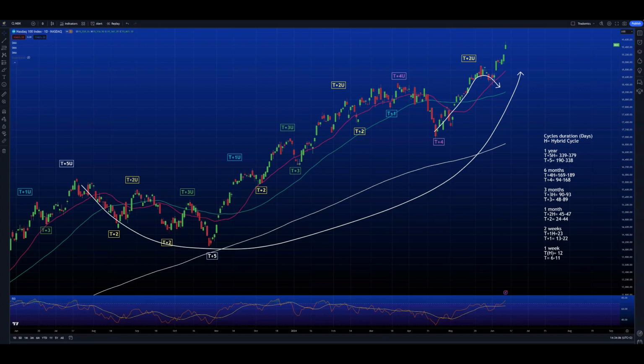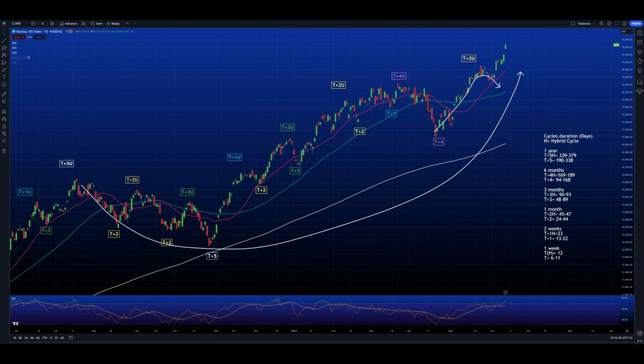As usual, we want to use the T cycle analysis. It's a methodology that, if you're interested to know more about it, you can click on the pop-up menu on the right-hand side. So let's dig into the main indexes, Nasdaq, Standard & Poor's, Dow Jones, and Russell 2000, starting with the Nasdaq 100.